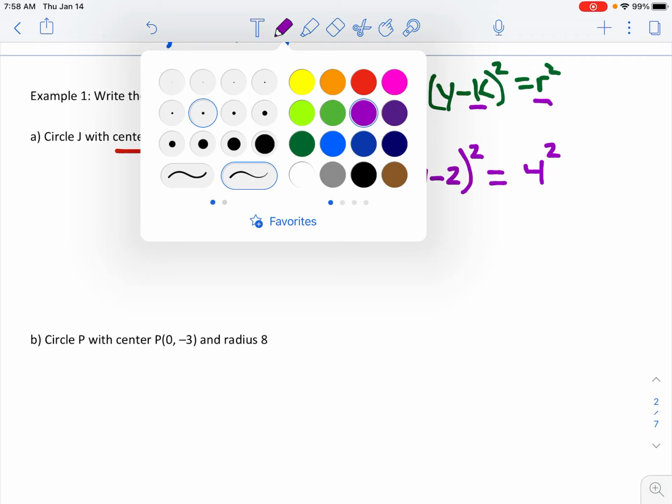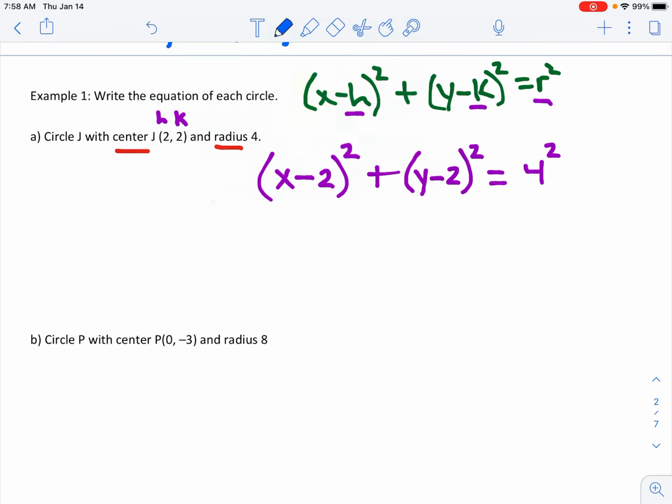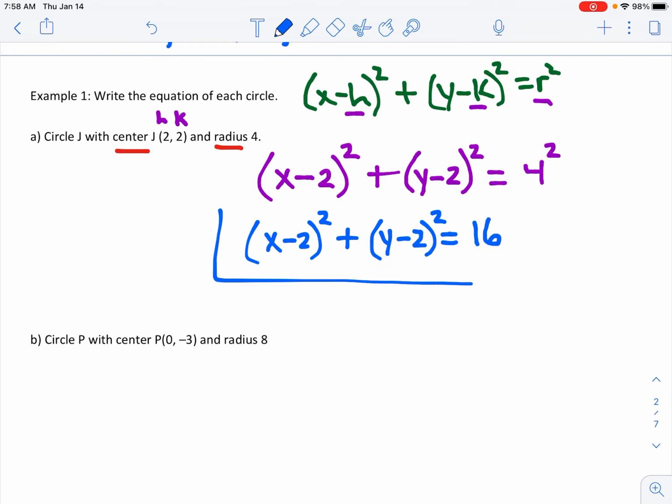All right, to write my final answer for the equation of the circle, I need to make sure there's no double negatives in my parentheses. If there aren't, I just copy them. We're not going to do anything. We don't FOIL. We leave it exactly how we see it. Plus y minus 2 squared. And we need to clean up this 4 squared. We know 4 squared gives us 16. So the equation of a circle is right here in blue.